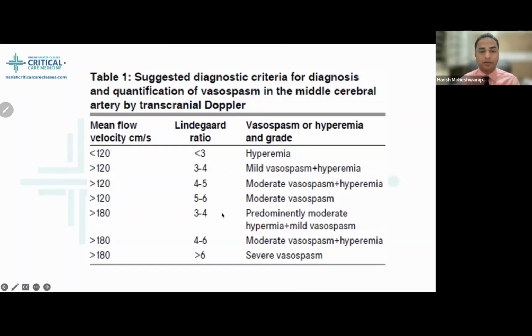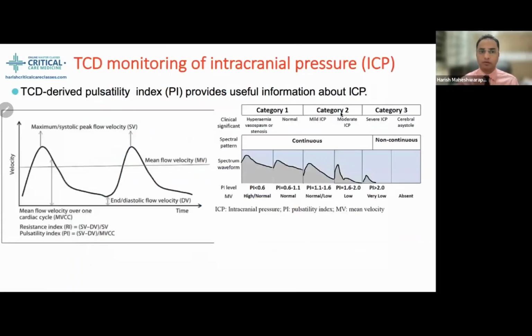So, more than 180 with a Lindegaard ratio of 3 to 4, predominantly moderate hyperemia with mild vasospasm. Like more than 180 with a Lindegaard ratio of 4 to 6, moderate vasospasm with hyperemia. When the Lindegaard ratio is more than 6 with a mean flow velocity of more than 180, the patient is having a severe vasospasm of the middle cerebral artery. So that we need to understand.